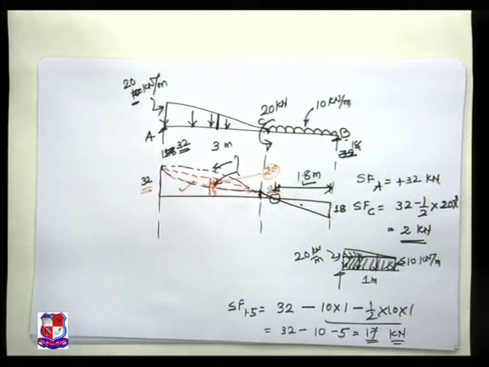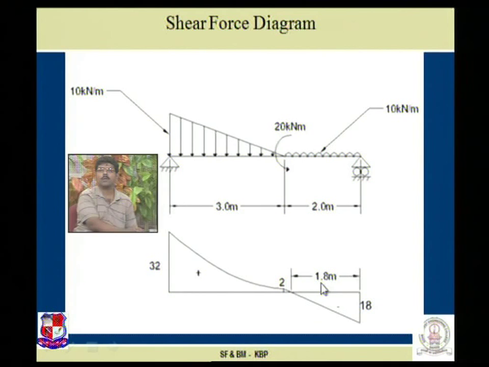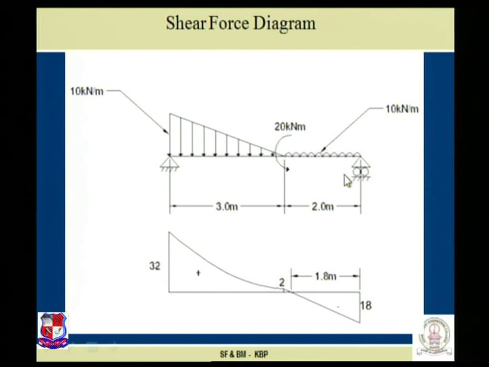So please refer to the figure over here. This is the parabolic nature, the value of ordinate 2 at this concentrated moment, and then the diagram changes its sign from plus to minus, from 2 to 18. The point at which the shear force is 0 is 1.8 meter from B. Now let us plot the bending moment diagram.